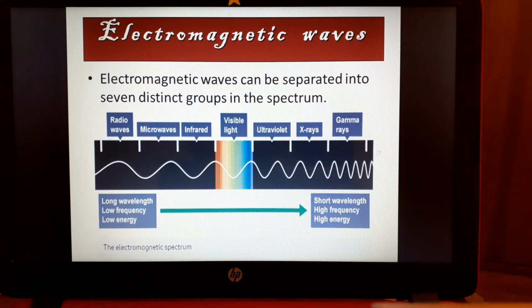Now, gamma ray is sort of an atomic ray. We're going to discuss that in atomic decay, the next chapter, which will talk a lot about the source of gamma ray. However, the rest you might be very familiar with, starting with radio waves at the longest wavelength and the lowest frequency, ending with gamma rays at the highest frequency but the shortest wavelength.